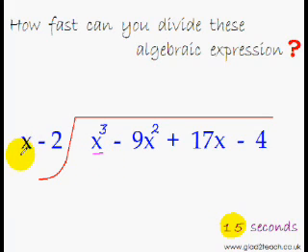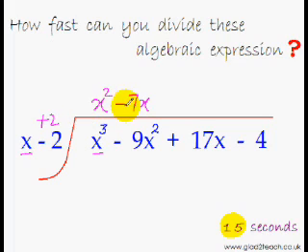X cube divided by x is x square. And you have the first term of the answer. Put plus 2 over here. Plus 2x square minus 9x square is minus 7x square. So I'll put minus 7x. And this is the second term of the answer.